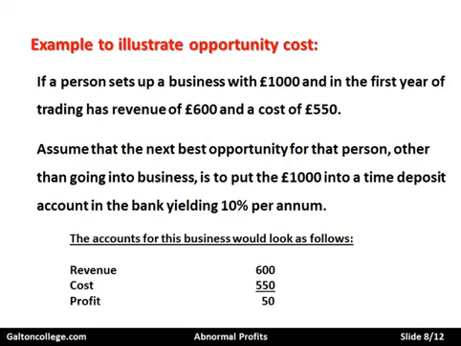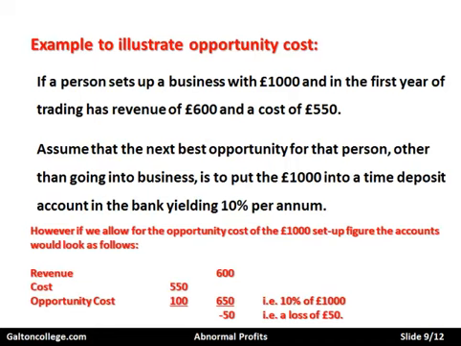Let's look at the accounts again, this time taking the £1,000 into account. We have the same information, but now if we go down to our accounts at the bottom, we can see here that the revenue is 600, like before. The costs, the cost of the raw materials, labour and so on, 550. And the opportunity cost, what could have happened, which was given up, which is the £100. The person could have put the £1,000 into the bank and got 10%. So they're giving up that £100. In other words, the total cost is 650, not 550.